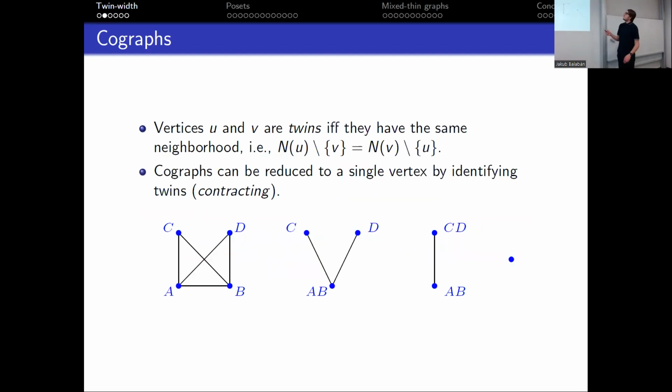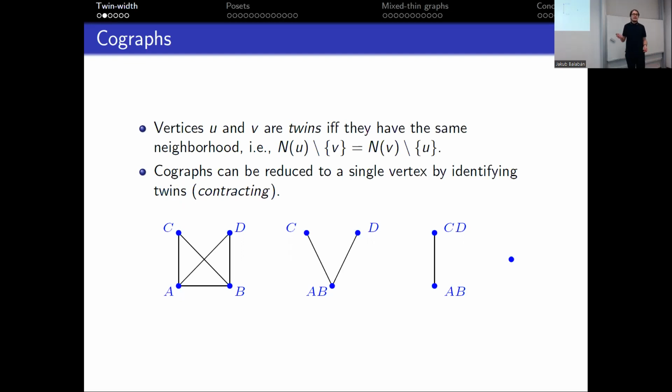First, as I said, twinwidth measures similarity to cographs. So let me define what twins are. Twins are just two vertices which have the same neighborhood. You may ask whether it matters if there is an edge between the two twins or not, and I say that I don't care. So twins can be connected by an edge, such as A and B here. Those are twins, and C and D are also twins in this graph. Shortly, I don't care whether they are connected by an edge or not.